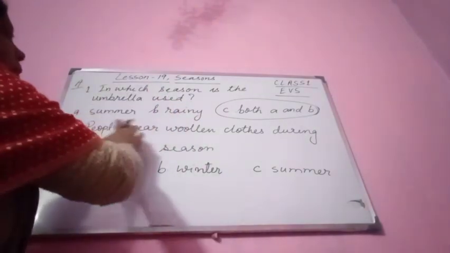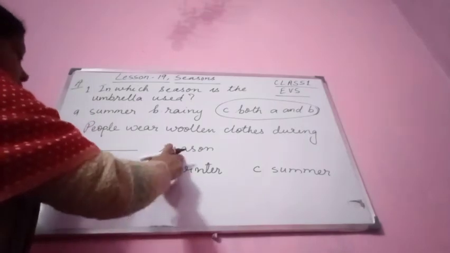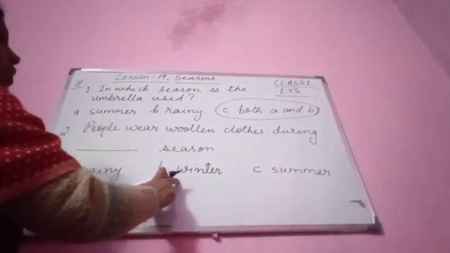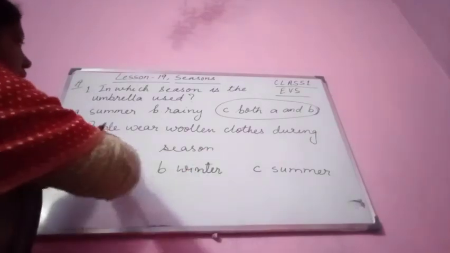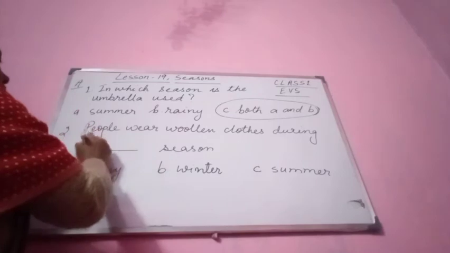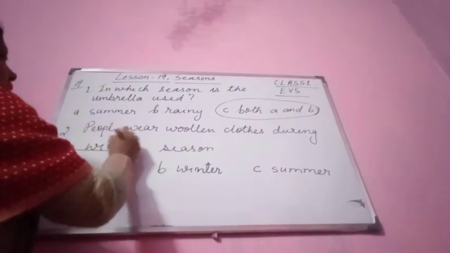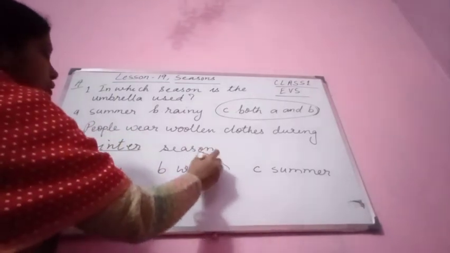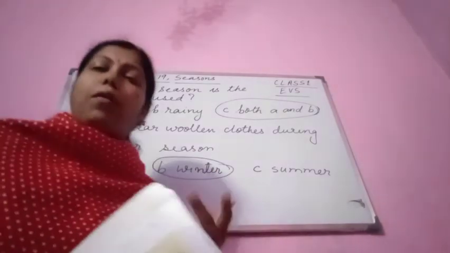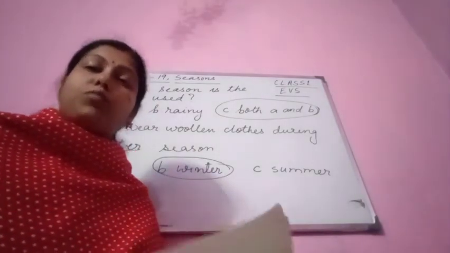Okay. People wear woolen clothes during dash season. The options are rainy, winter and summer. You see here, people wear woolen clothes. So when do we wear woolen clothes? In winter season, isn't it? In winter season we use woolen clothes, that is sweaters, mufflers, gloves. All these things we use in the winter season.